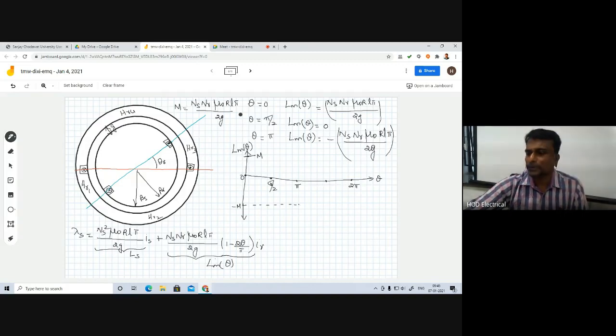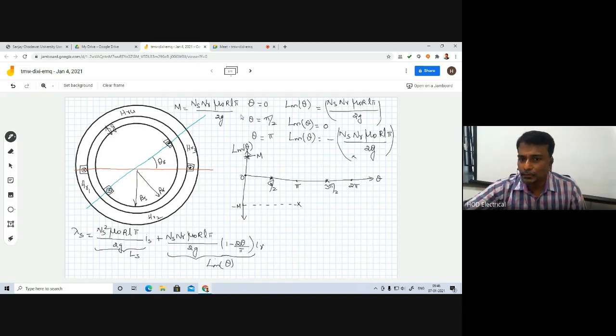We will have 2 pi, 3 pi by 2. So in this 3 pi by 2, again this magnetic, this is 1, and here this is m. Then in this case here m, then again it will come to 0, then it will go again to the maximum of m. So we can draw the curve by using a different line.